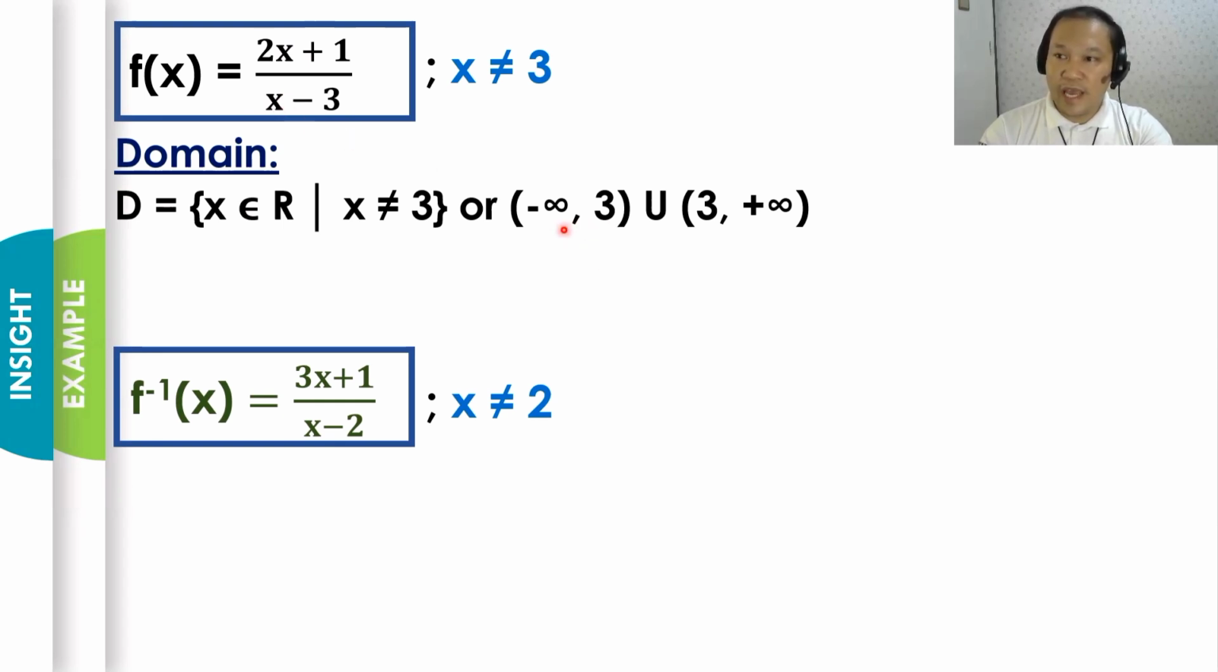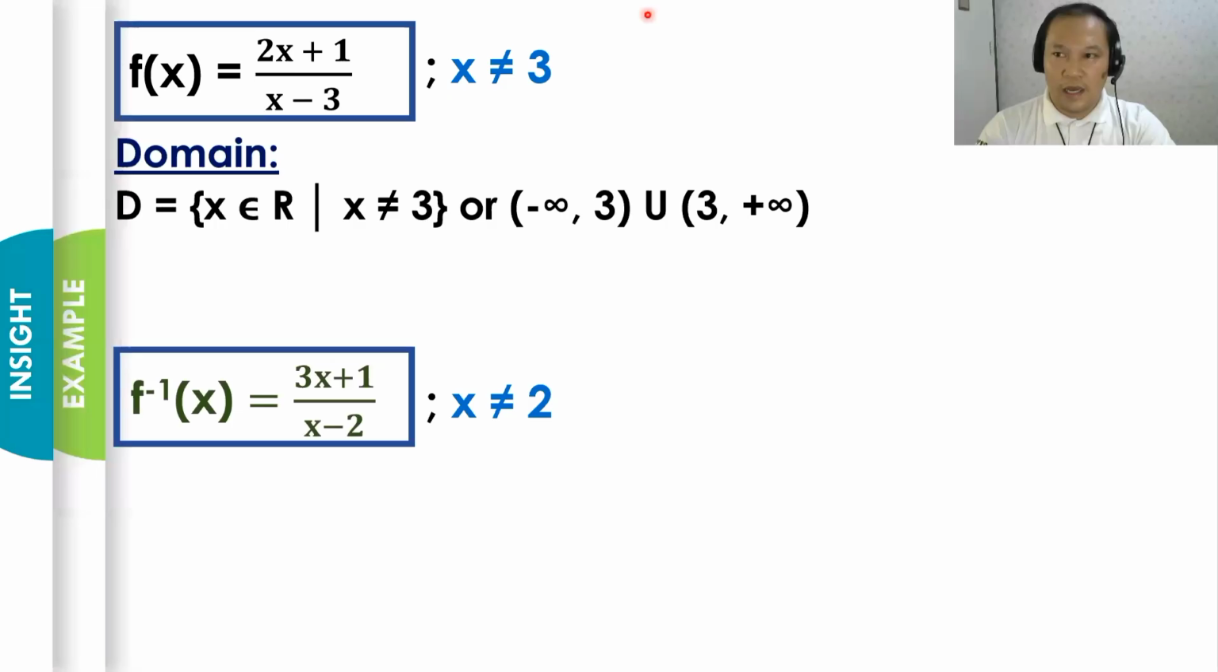That is negative infinity to positive 3, but 3 is excluded. That's why we are going to use a close parenthesis, union 3 to positive infinity. Meaning to say, any number, as long as it is a real number, can be utilized for x, but you are not going to use x equal to positive 3. That's why 3 is excluded in our value for the domain.